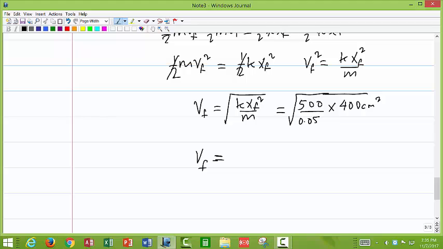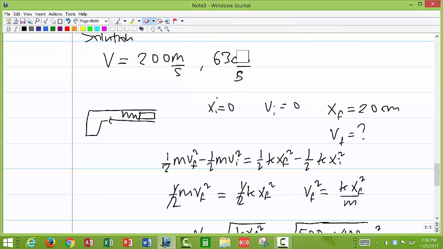After you calculate, is it 2,000? Yeah. Okay. 2,000. So everybody good with that? 2000 centimeters per second, which is equal to what? 20 meters per second. Questions on that?